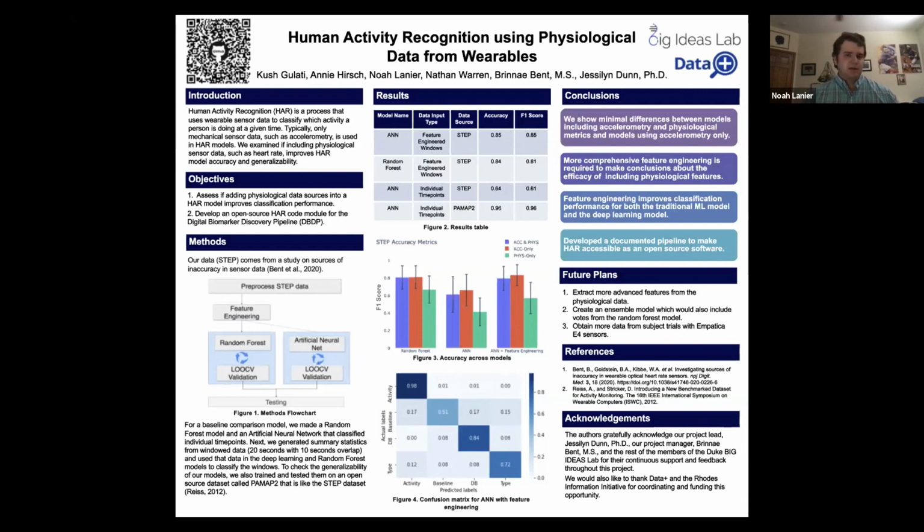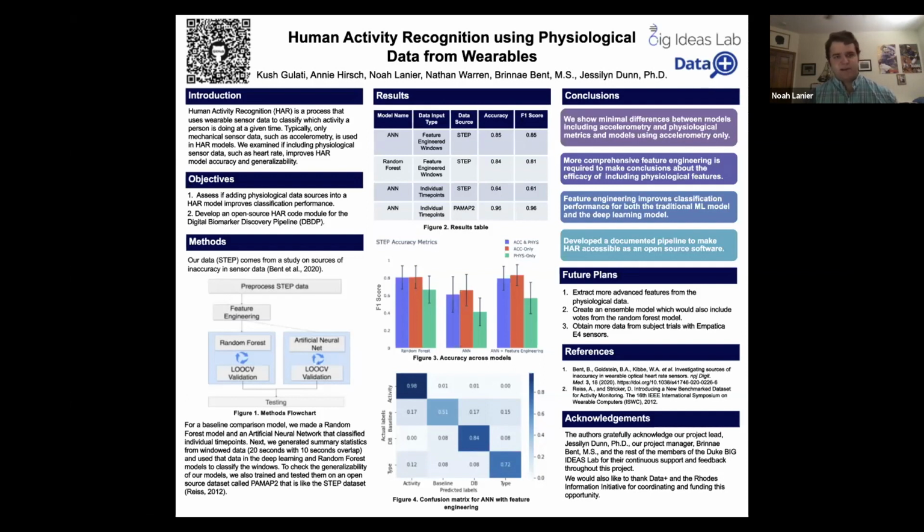And so human activity recognition is a big field, and typically only the accelerometer data, or generally mechanical sensor data, is used to perform this human activity recognition. And it does pretty well. But we want to see if when you include things like heart rate or skin temperature or how much you're sweating, which is electrodermal activity, if that improves how well you can do human activity recognition. And so that was our objective, to see if having this extra sensor data helps anything.